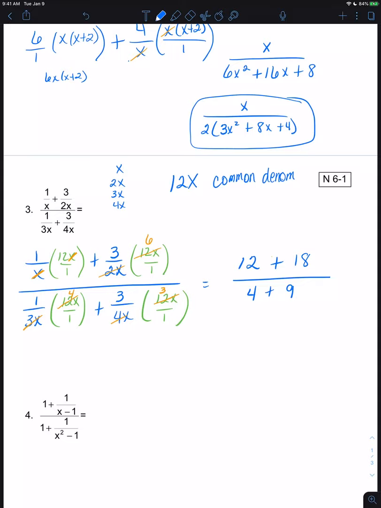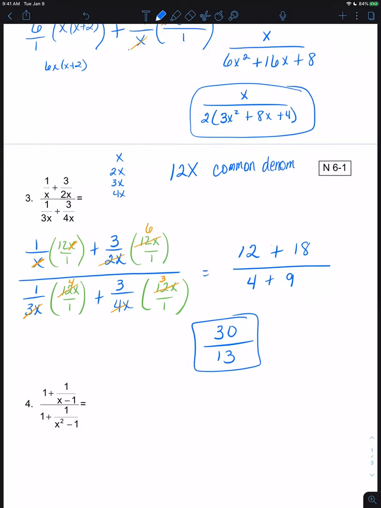Okay, so all we have to do is our addition here. So we've got 12 plus 18, that gives us 30. 4 plus 9 is 13. Don't think that can reduce, so that is your final answer.